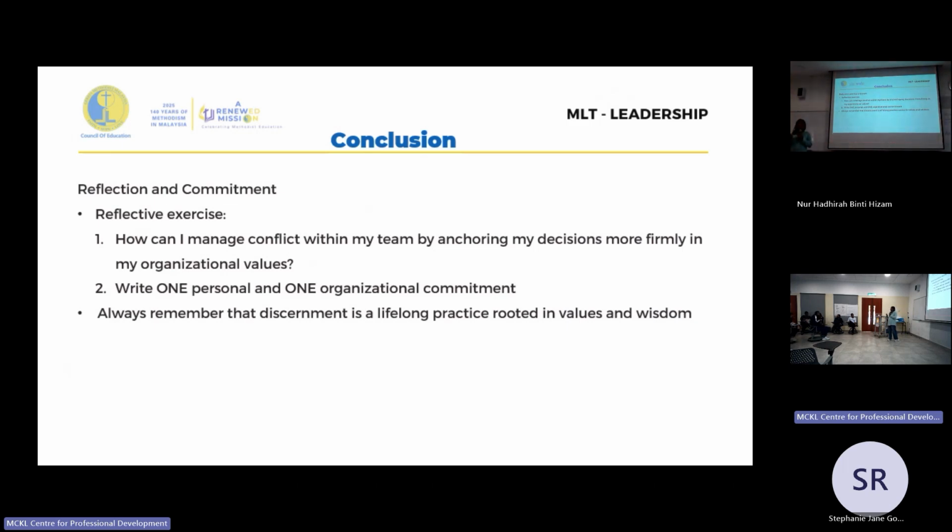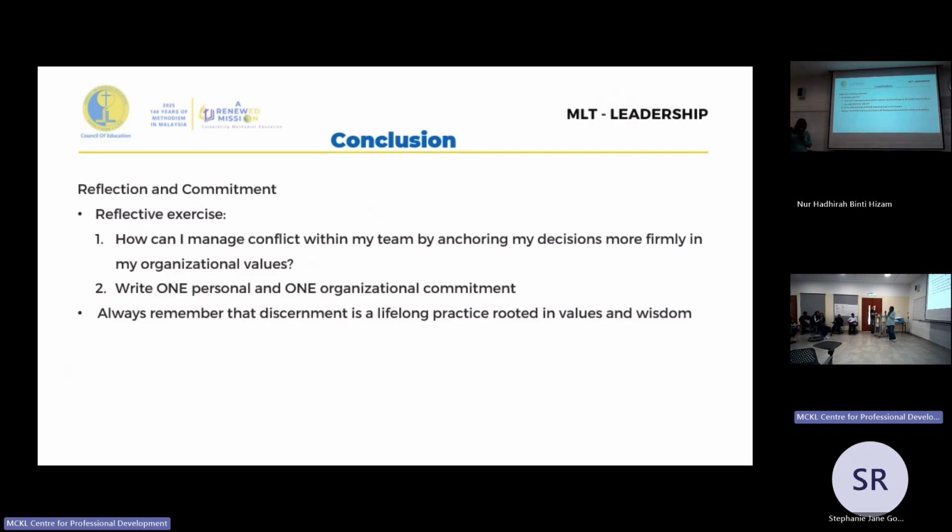So we learned about discernment. We learned about discipline. We also learned about the 3E, effective decision and ethical decision. So how are you going to use all these in your everyday decision making? When you are making decisions with your students, in your class, outside of class, when you're doing your daily tasks. And then write down one personal and one organizational commitment.